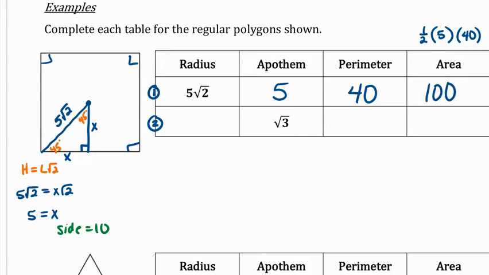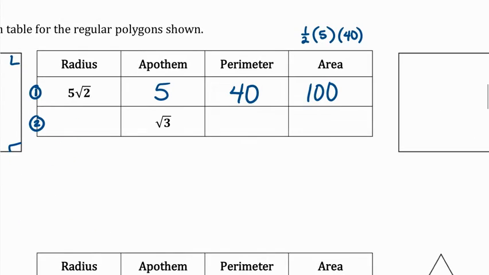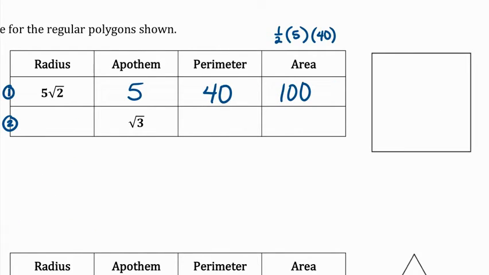All right, let's do one more square. On the other side over here. Switch colors. Okay, in this square, it gives us the apothem, right? So apothem goes from the center perpendicular to a side. So this time we know that that is radical 3.